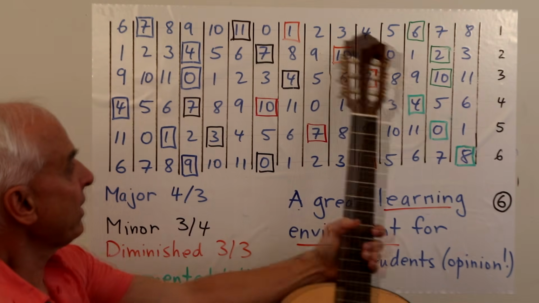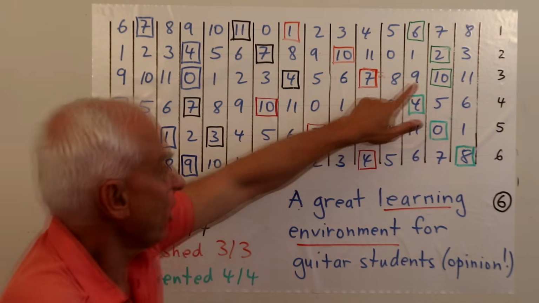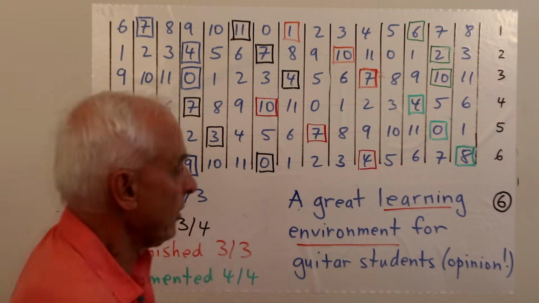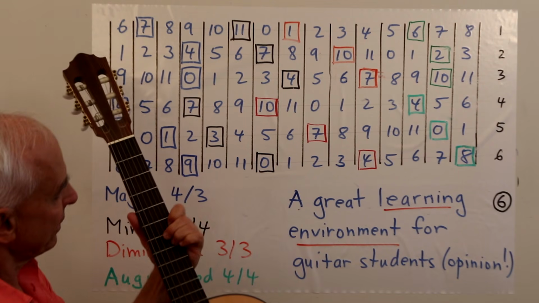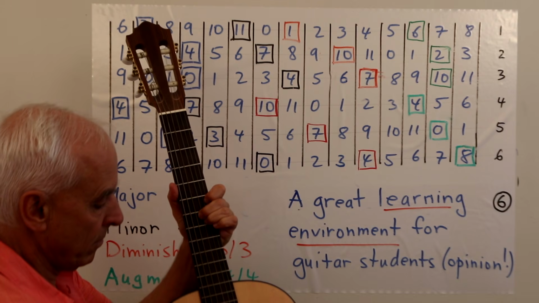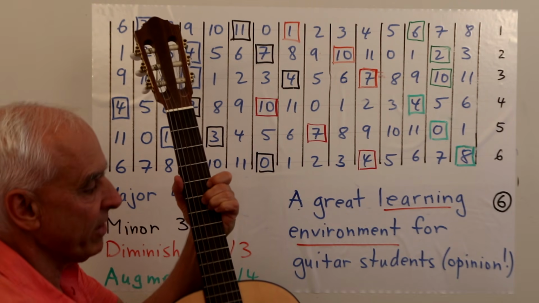Etc. And finally, this one over here, the augmented. Augmented is 4, 4. So let's start at the 10. 10 plus 4 is 2. 2 plus 4 is 6. So it's something like this. Those 2, and then followed by this one here. It's a little bit weirder, okay? So not as common as the other ones.